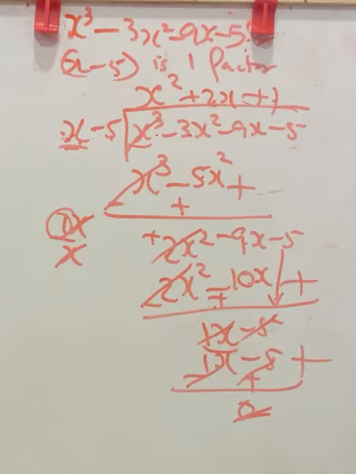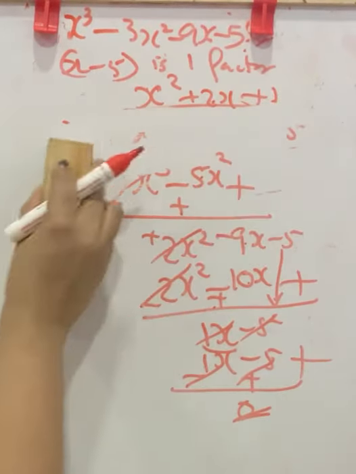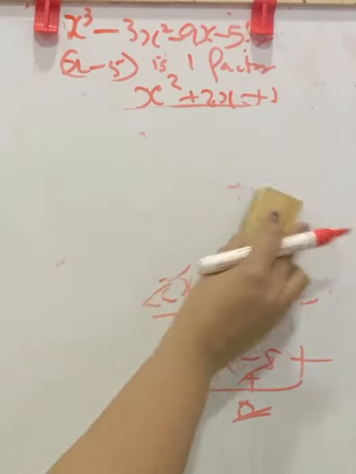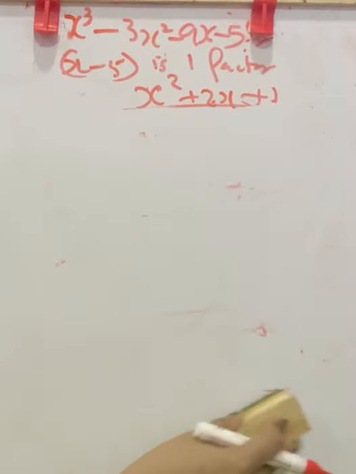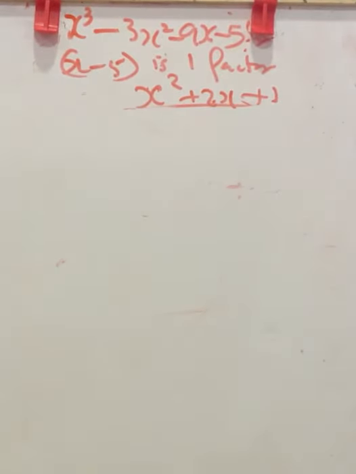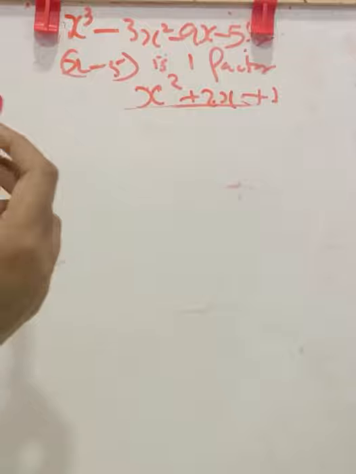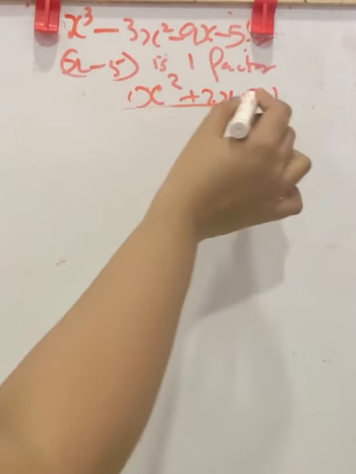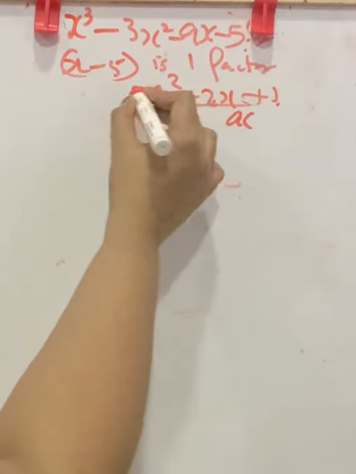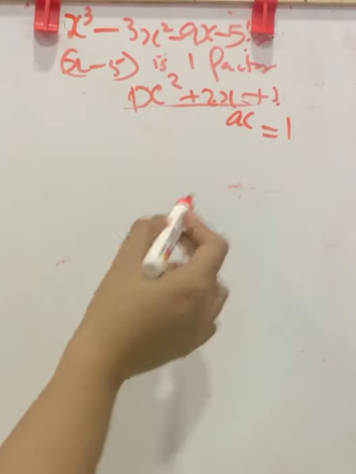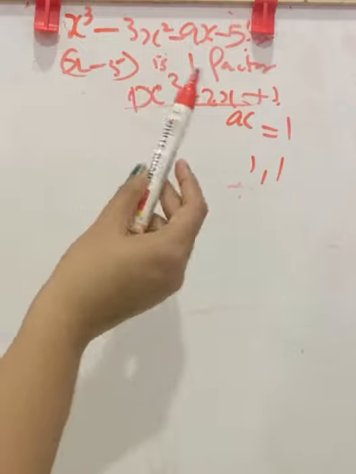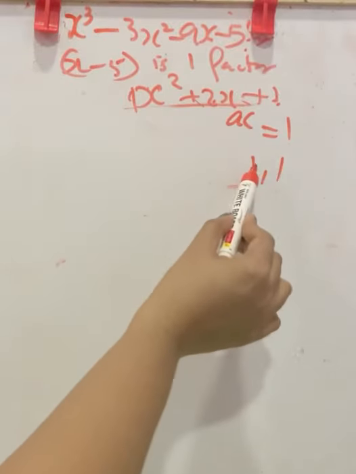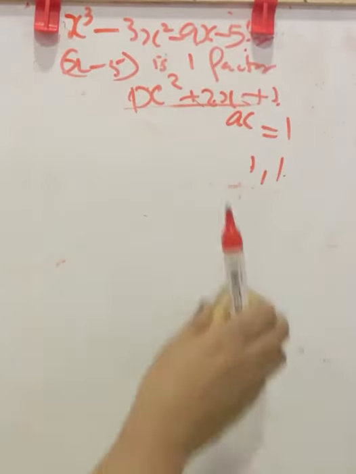This is the second degree, that is a quadratic polynomial. We have to factorize using the middle term splitting method. Then we will get the other two factors. Now for factorizing this quadratic polynomial, we have to check a into c, AC, that is 1 into 1 is 1. So the factors are 1 and 1 only. Now to get 2, you will write it as 1x plus 1x is 2x.